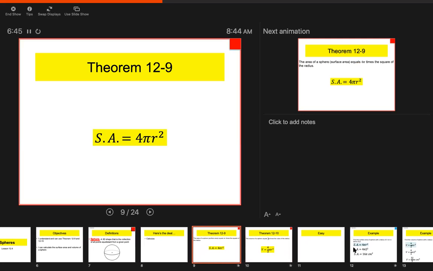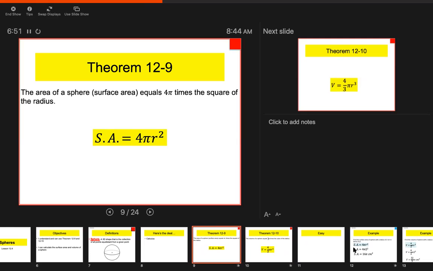This is Theorem 12.9. Theorem 12.9 says that the surface area of a sphere is equal to 4 pi r squared. Pretty simple formula. It's very elegant. It's very short. It only has one variable, r, which is the radius. You square it, you multiply it times 4 and pi, boom, you're done. The area of a sphere, that's the surface area, equals 4 times pi times the square of the radius.